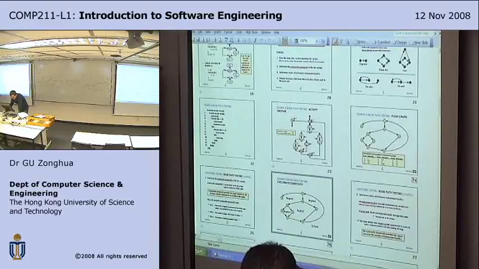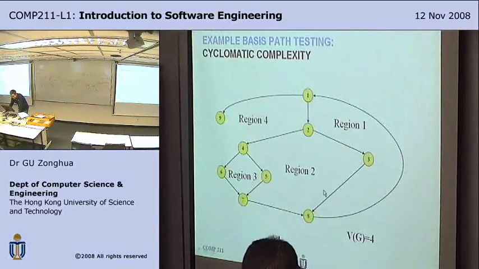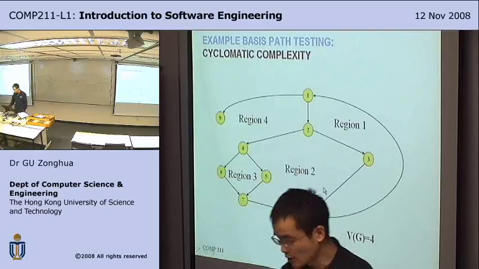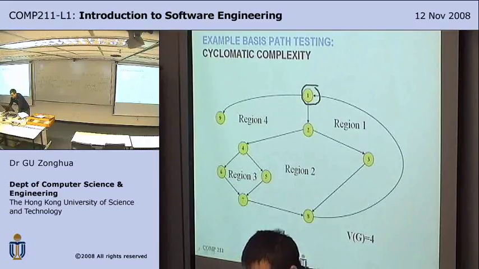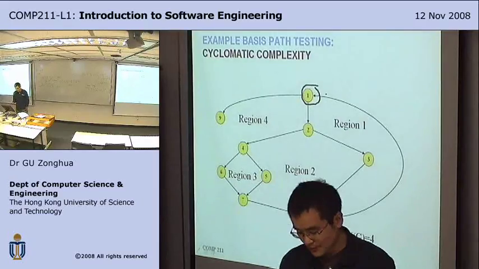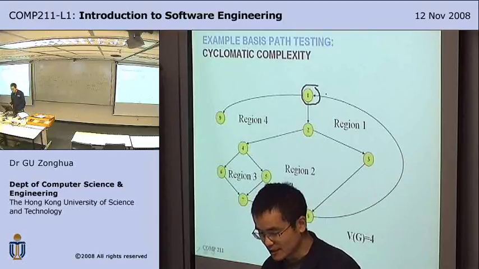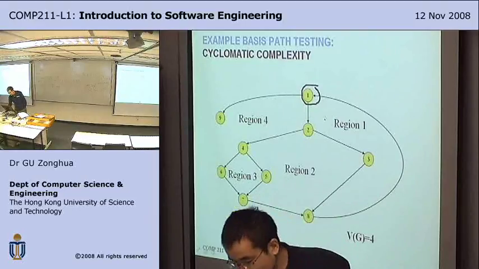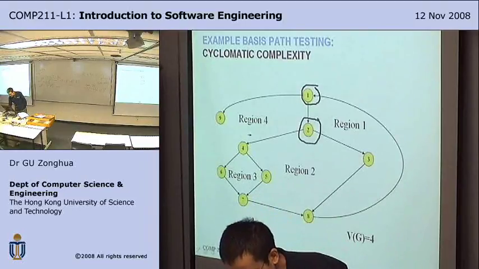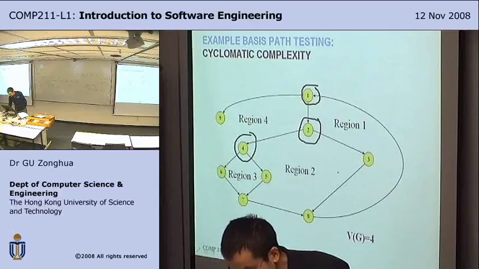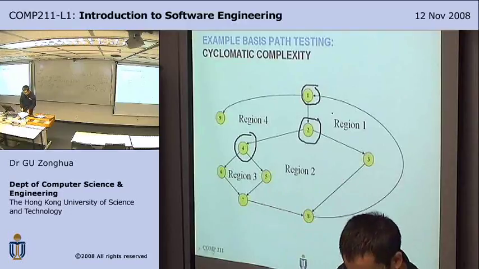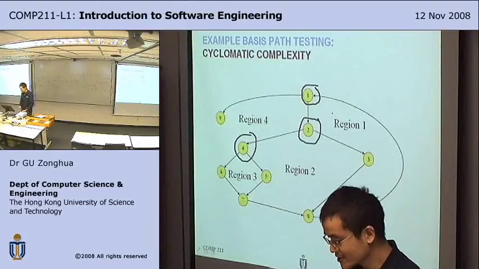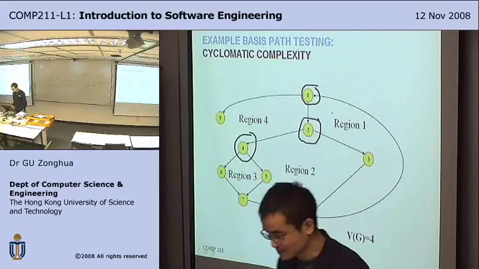And also the number of single predicate nodes plus 1. How many predicate nodes do you have? This one is a predicate node. So whenever any node has 2 or more outgoing branches, it's a predicate node. And this one is another predicate node, and this one is another one. So then you have 3 predicate nodes plus 1 is 4. So all the 3 different techniques for calculating the cyclomatic complexity always yield the same result.